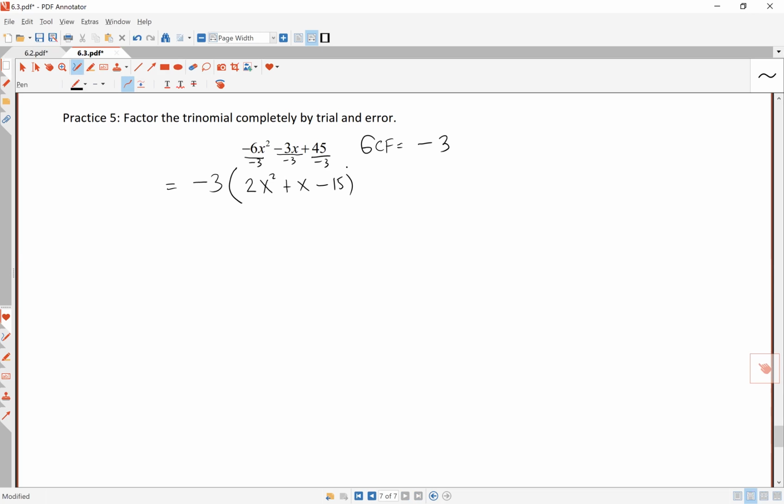Now we factor the remaining trinomial using the AC method. 2 times negative 15 is negative 30. That's my product. And the sum needs to be 1. Product of two numbers, that's negative 30, that adds to 1. Negative product means we need a positive and a negative, so it's really a difference. Two numbers whose difference is 1. Negative 5 and positive 6.